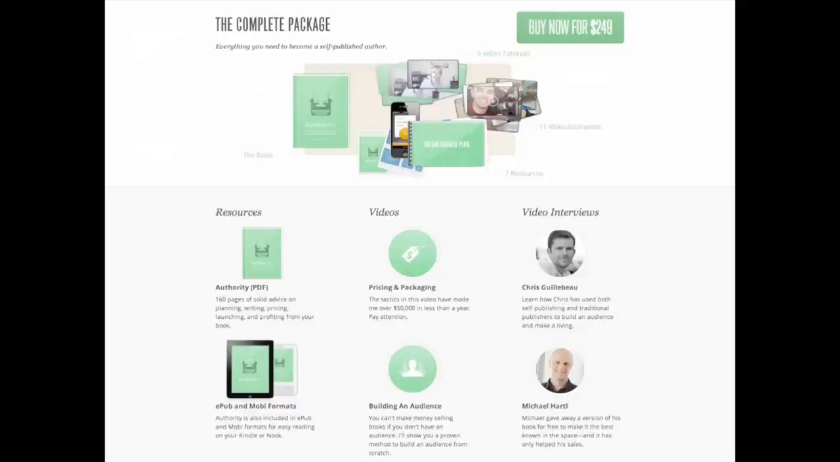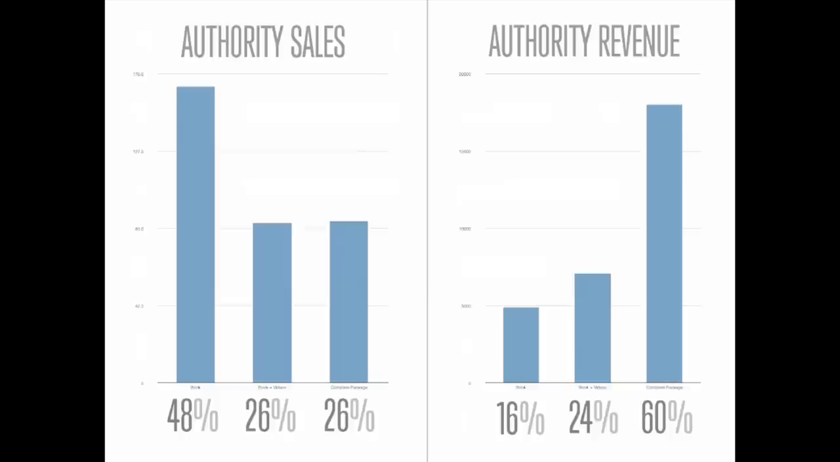On one of my later books, Authority, I did it, and I did three packages at $39, $99, and $249. And I saw an interesting split. On this side here is the sales, so the units purchased, and then over here is the revenue. And so this is the smallest package to the largest package. You'll see that the vast majority of people purchased just the book. So 48% of people purchased the book, and then 26% purchased each of the other packages. But almost all the revenue, like 60% of the revenue, comes from 26% of the purchases.